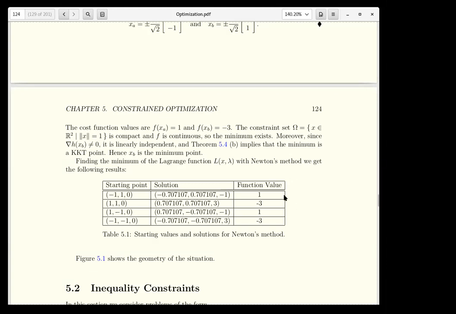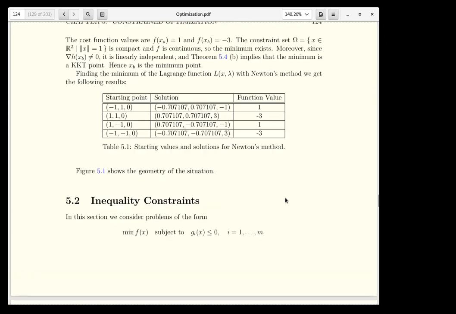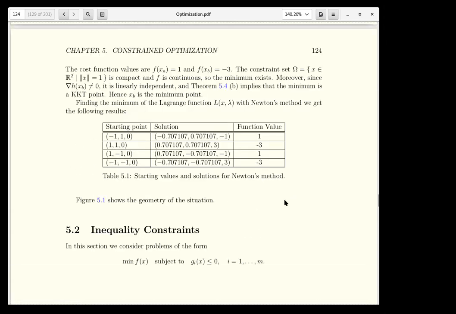I'll put some exercises and the extra exercises there later. But the Lagrangian method is fairly simple. We just transform the problem into a higher dimension problem, and then it's an unconstrained problem, which we minimize using whatever method that we have at our disposal, be it Newton method, be it modified Newton method, gradient descent, whatever.